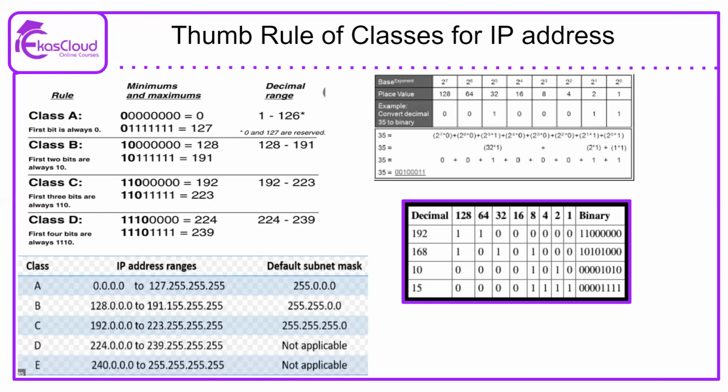So the first row here is the base value, which starts from 2 to the power of 0 and goes all the way to 2 to the power of 7. That means the range is from 1 to 128. So for the first octet, we can represent numbers starting from 1 to 128, that is the range. But the example values, we have seen a binary representation of the number 35, which is also denoted here.